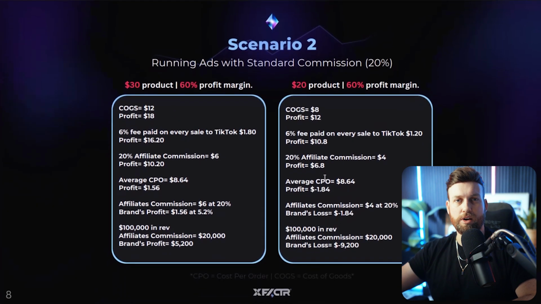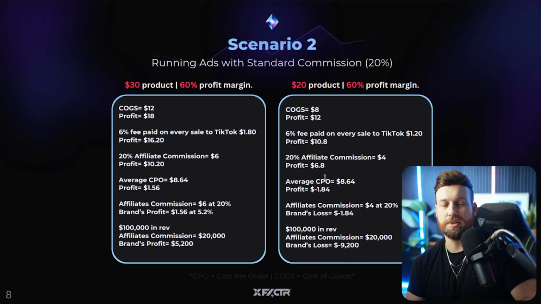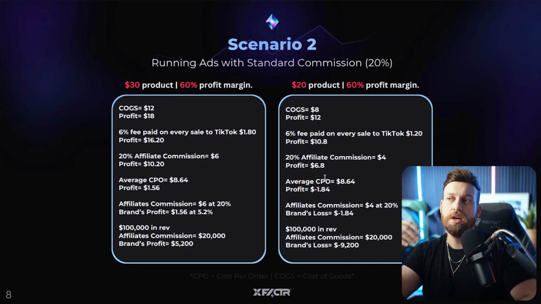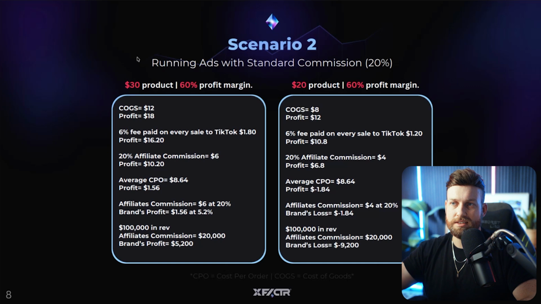So let's run another scenario with running ads with a standard commission of 20%. So this is when we factor in the shop ads commission with the standard commission as well. So we take that same $30 product with the 60% profit margin, right? $12 COGS, $18 profit. Go down here. Our average cost per order is $8.64. Our profit is $1.56. So affiliate commission is $6 at 20%. Brand's profit is $1.56 at 5.2%. So margin here, because of our CPA, right, it's a lot lower than what it would be before we were running ads. You can see here the affiliate commission is $20,000 and brand's profit is $5,200.